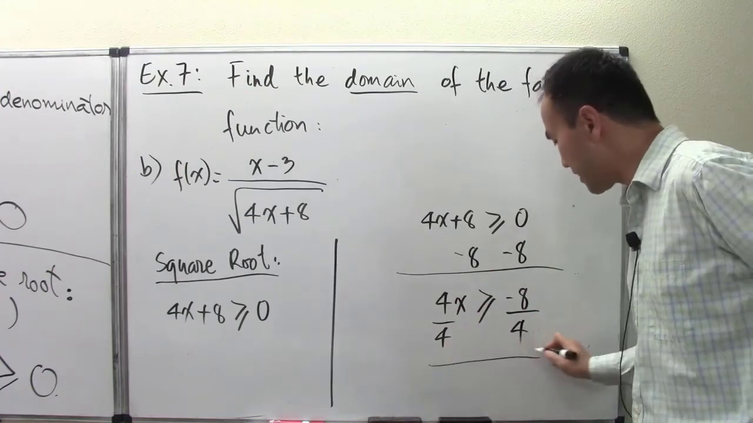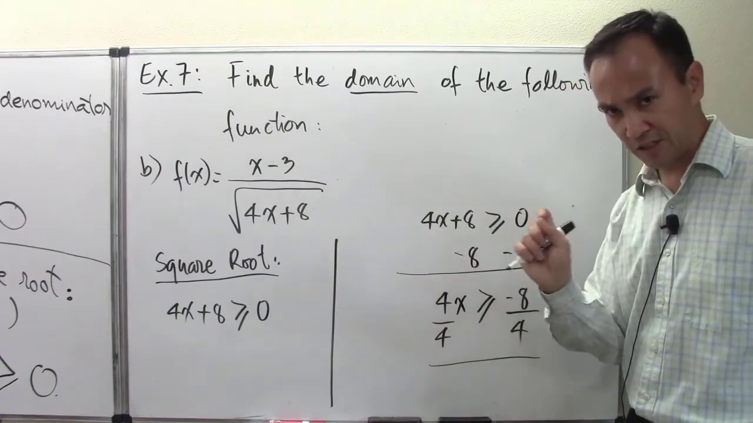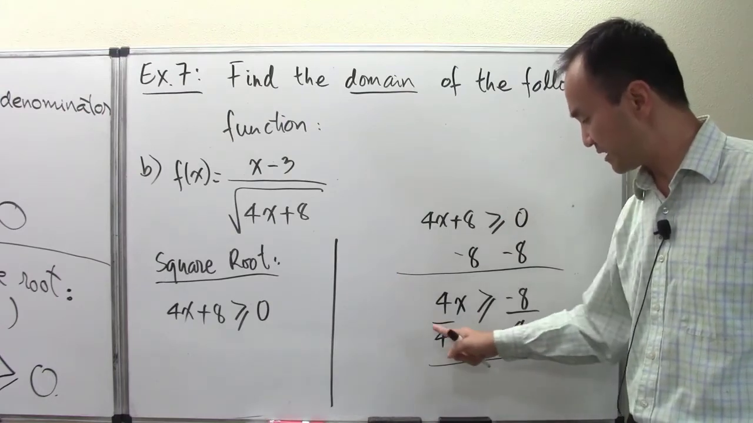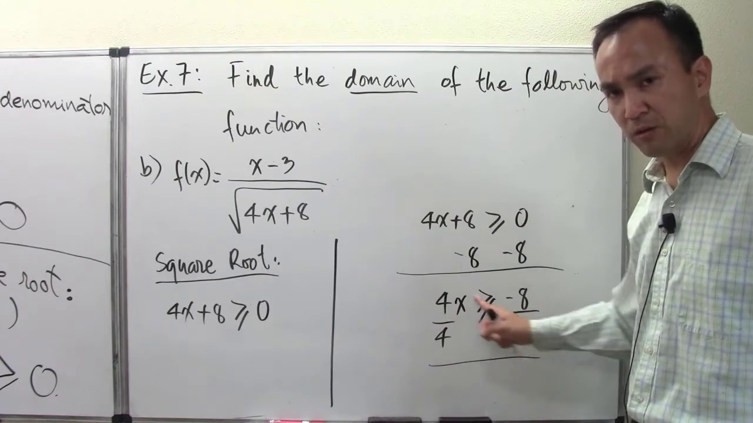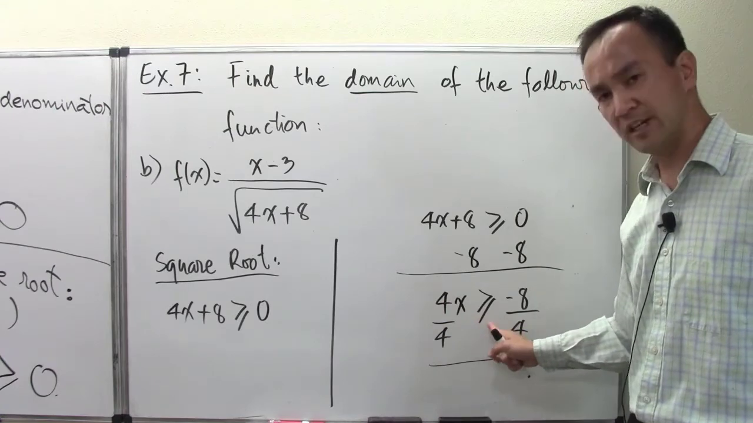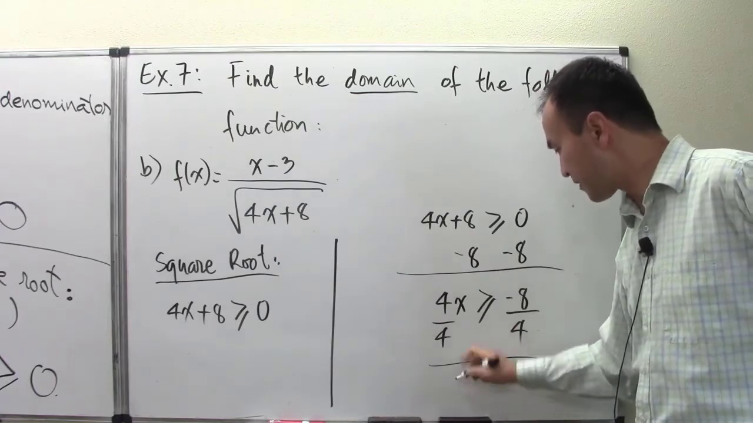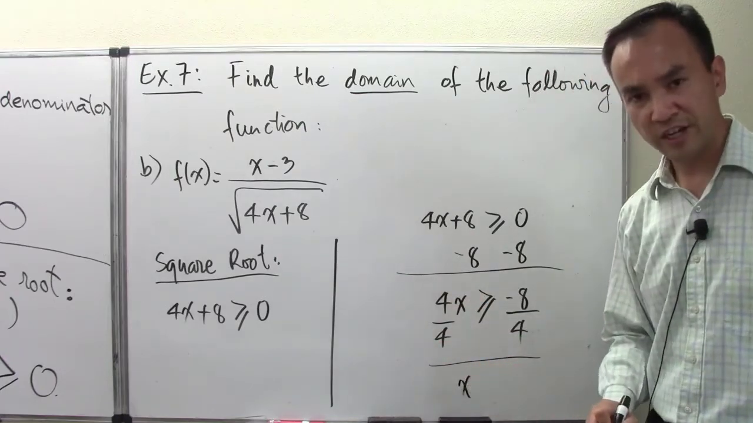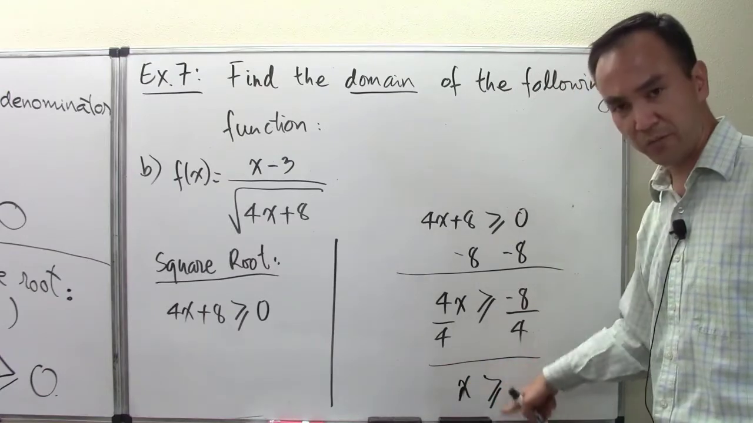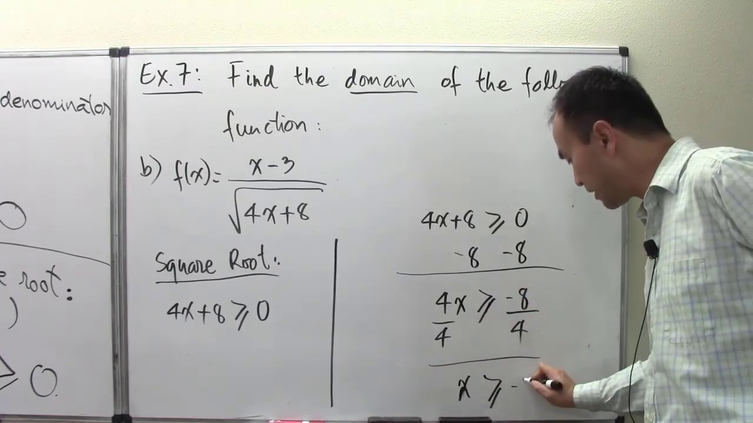You have seen this a couple times already in my lecture, and this is a known property you should have learned in your prerequisite course. Dividing or multiplying both sides of an inequality by a positive value will not change the direction of the inequality. Meaning, in the next step, 4 canceling out with 4 leaves just x, greater than or equal. That's what I meant by not changing the direction. And now minus 8 divided by 4 is negative 2.